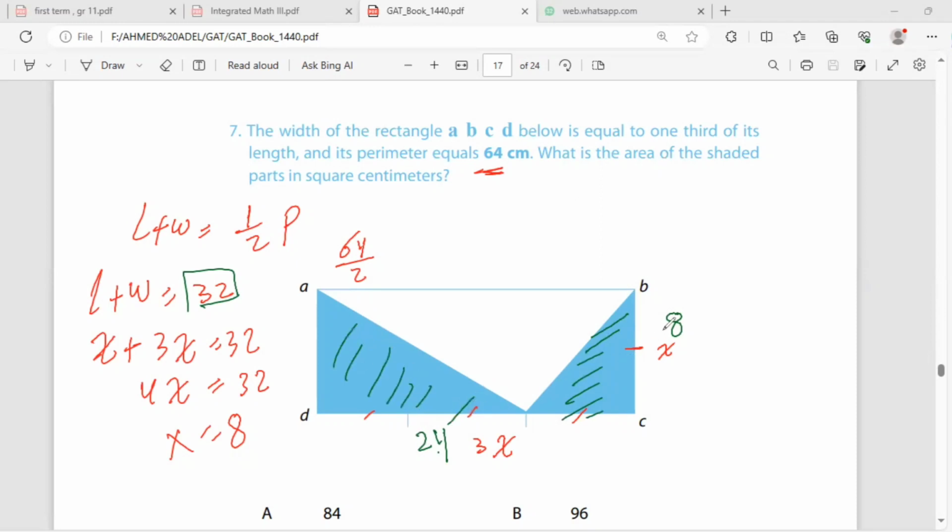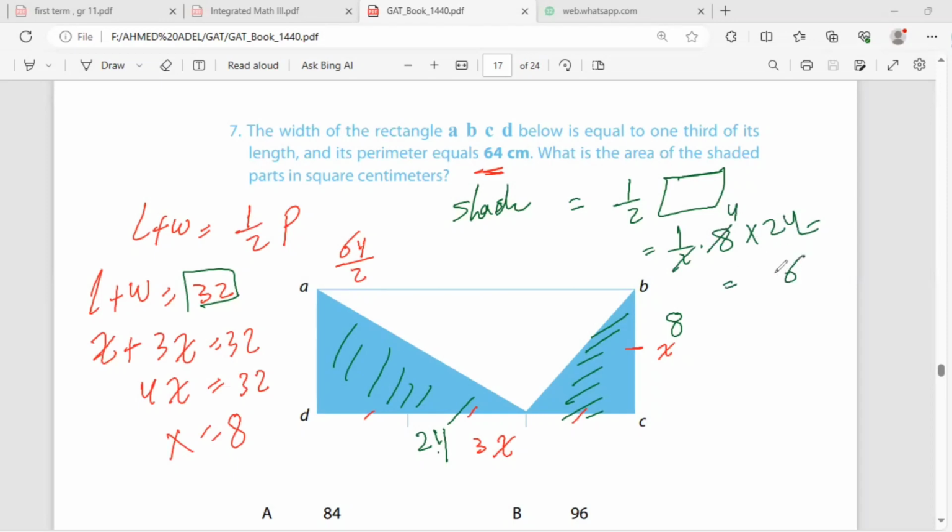We can multiply 8 times 24 and find half, because this shaded part is half a rectangle. So half times 8 times 24. Half times 8 is 4. 4 times 24 is 96. So the answer here is 96.